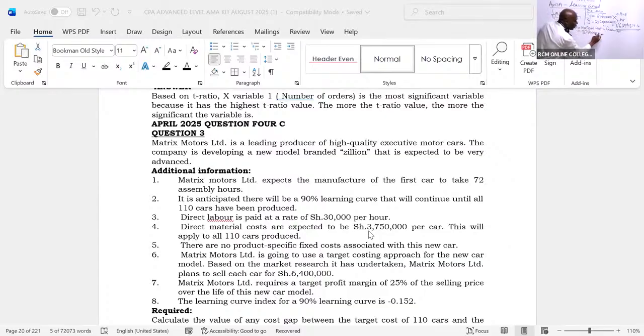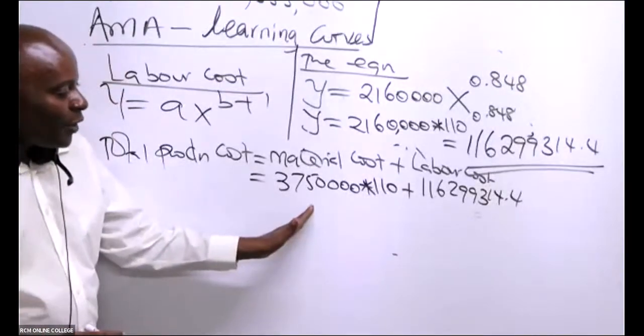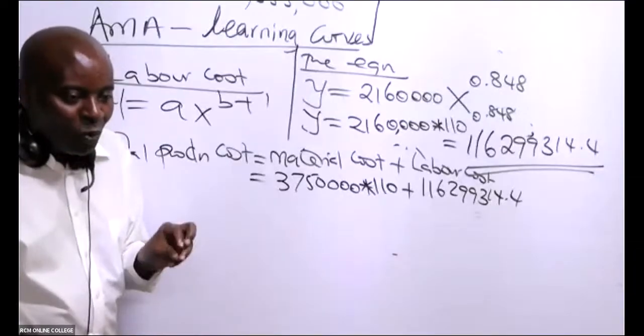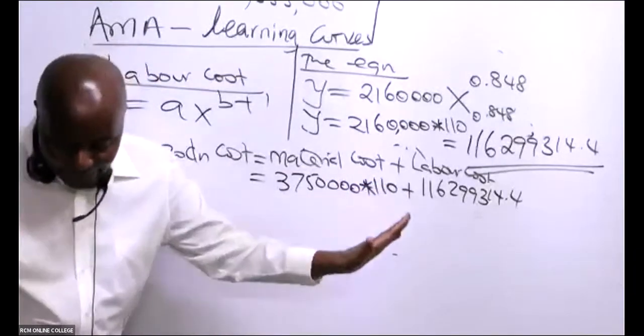You can see direct materials are costing us how much here? 3,750,000, isn't it? 3,750,000 per car. So I have to multiply it with what here, somebody? With 110. Plus now our labor cost here, which is 116,299,314.4. You know it's for 110 cars. Don't confuse that. And this 3.75 million is per car. So for compatibility, and I want total cost, I will take this times 110 plus that figure.